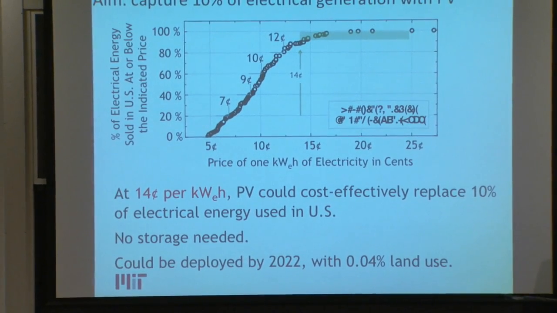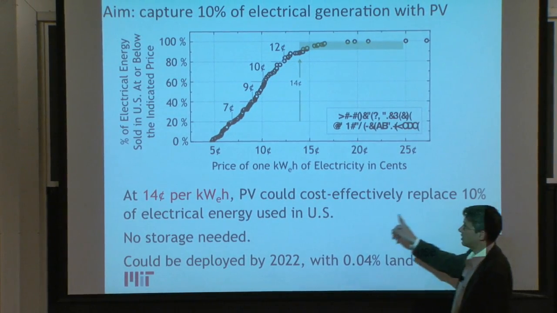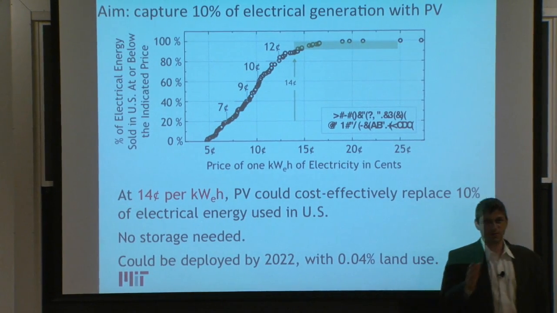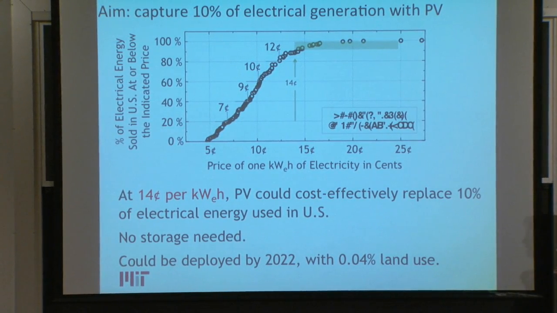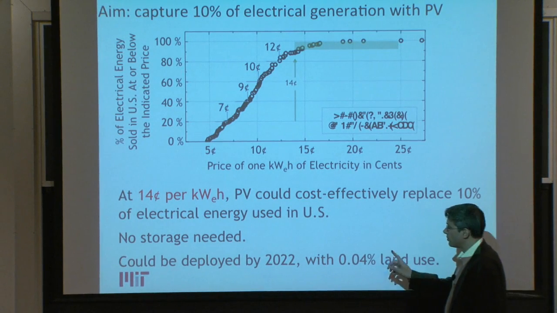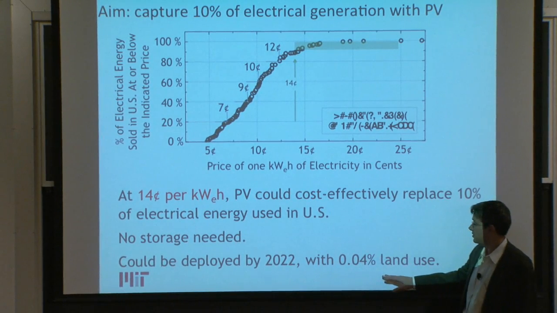That's the price target. So the question is, could we replace 10% of electrical energy in the US with PV at a cost of 14 cents? That becomes the target, right? And that actually starts to sound reasonable. Not easy in any way, but more reasonable than replacing all energy or all electricity. One important point is it actually could be done. It could be deployed, okay?